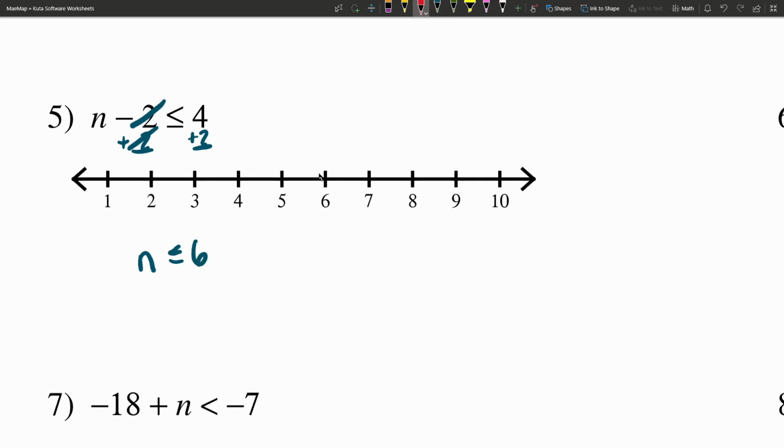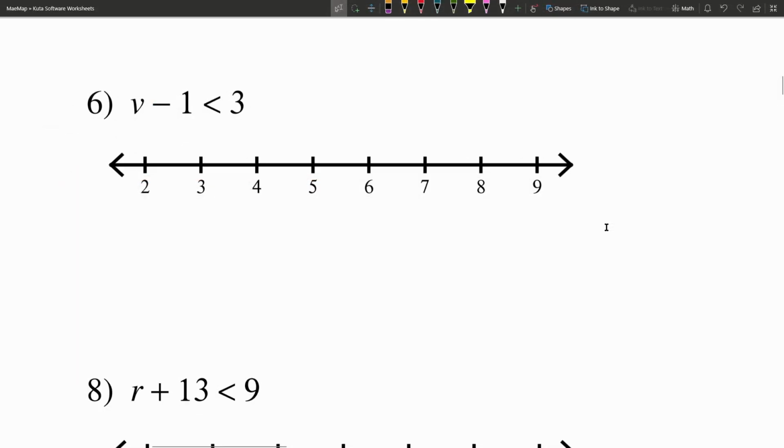Again, starting with locating 6, we'll circle it. N can be equal to that 6, so we'll shade it in. But it also represents values that are less than that. So we're going to shade all our values to the left because 5 is less than 6, 2.5 is less than 6, 1.5 is less than 6, and so on. N is less than or equal to 6.